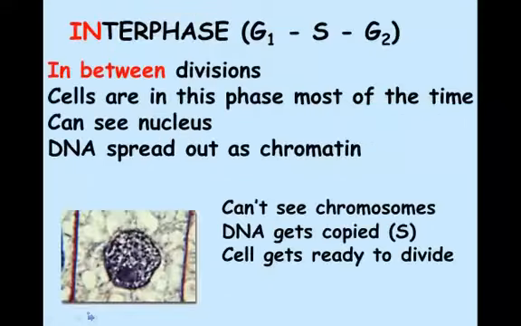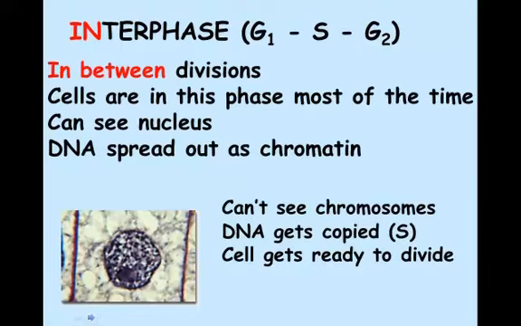So if you remember from the last time we talked, interphase is made up of G1, S, and G2 phases. Interphase is the in-between dividing phase. It's the part of the cycle when the cell is not dividing. It's hanging out in the body, doing its job. And cells are in interphase most of their lifetime.